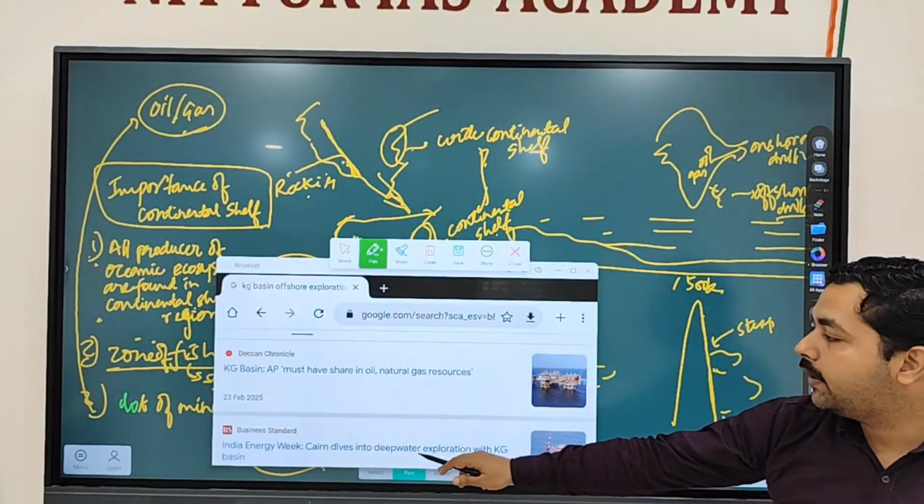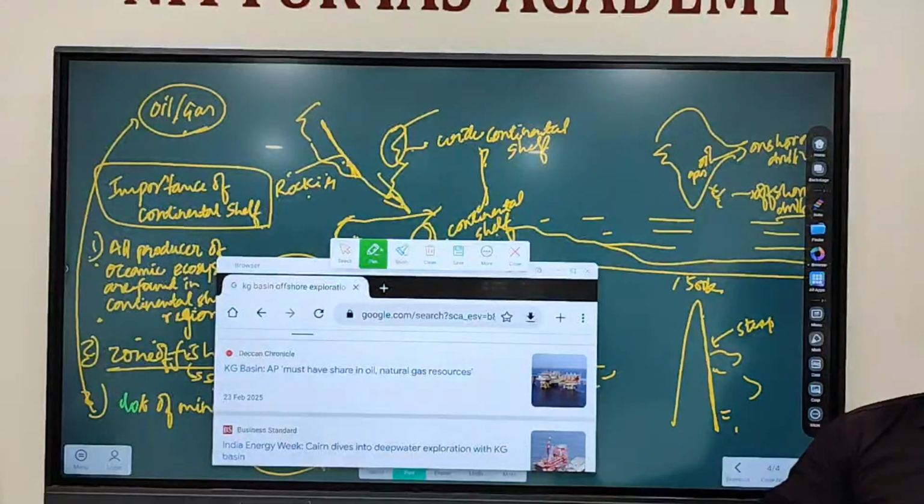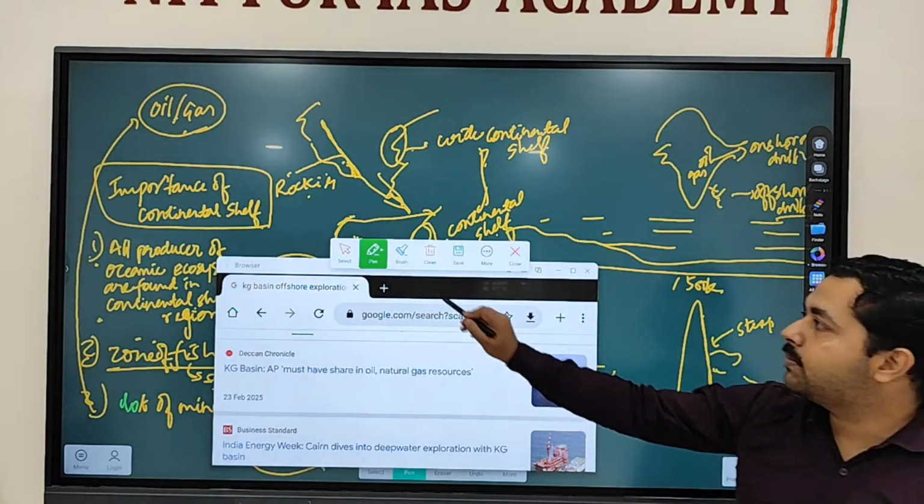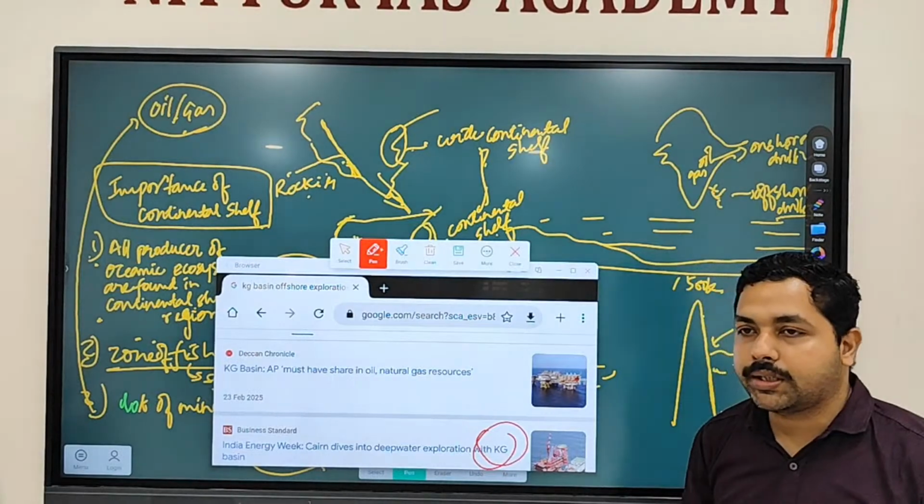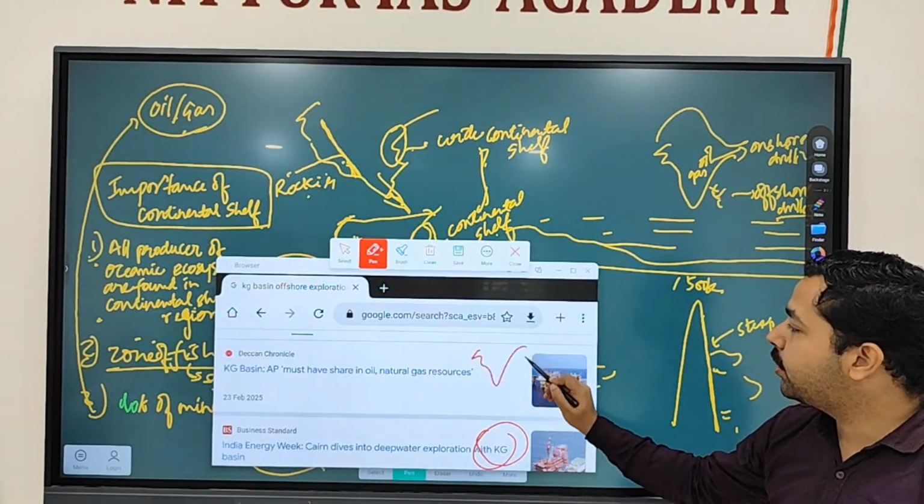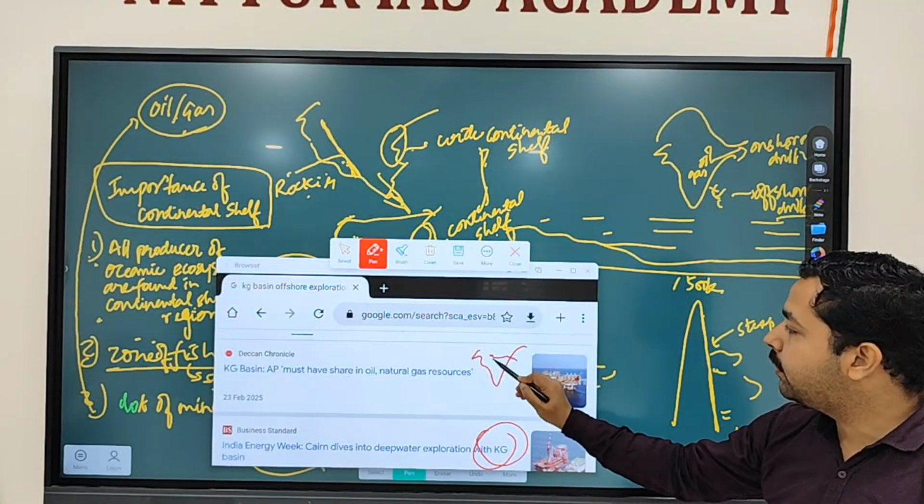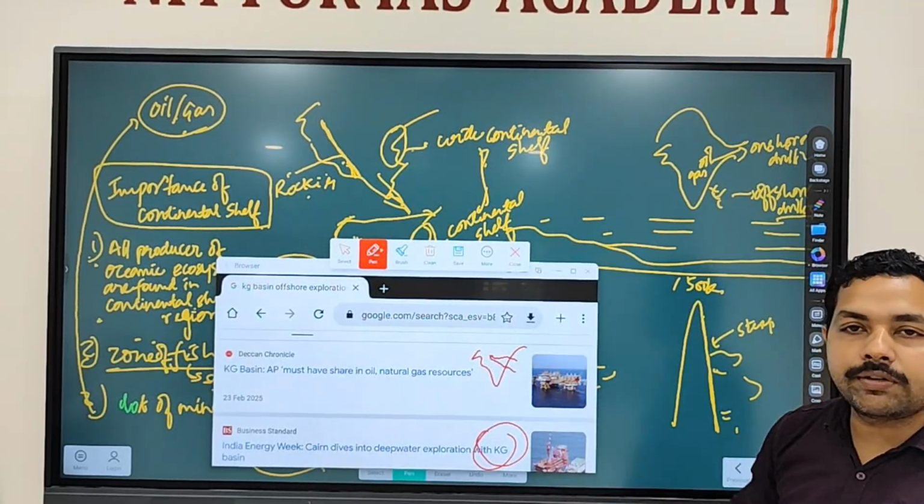Ken drives into deep water exploration with the KG basin. So again, what is the KG basin over here? The KG basin is the Krishna Godavari basin that you are getting. So where you are trying to explore, you know that this is how the Godavari river flows, this is how the Krishna river flows.